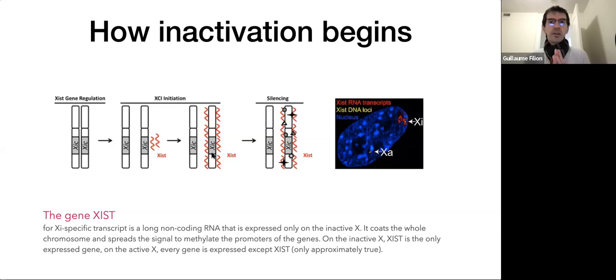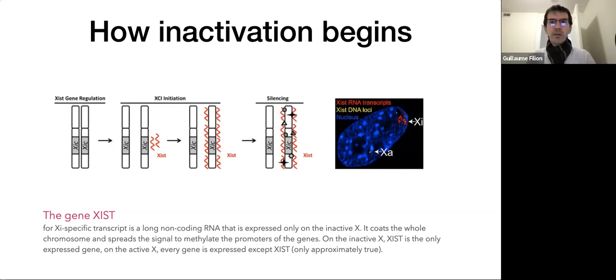And that RNA, for a reason that's not fully understood, is going to creep along the whole chromosome and coat it completely. And that RNA is the signal that says, please methylate the promoters here and here and here and there. That's just one of the functions, the main function of the Xist long non-coding RNA. After the process is finished, one of the two chromosomes is just like new, nothing has happened, and the other one has been completely coated by Xist and completely methylated in terms of the promoters.